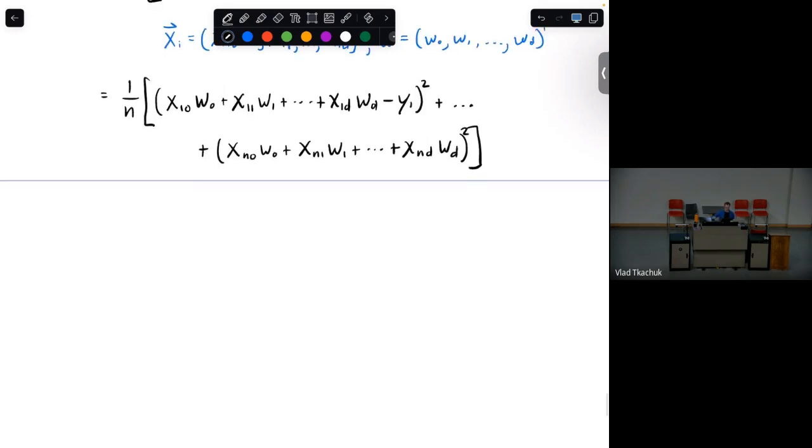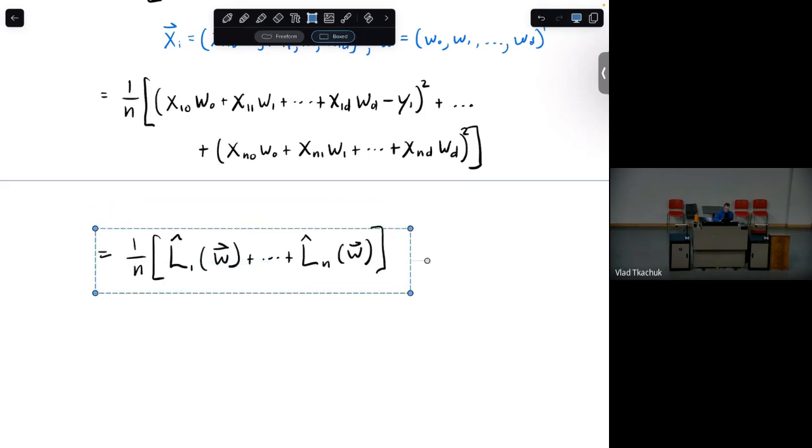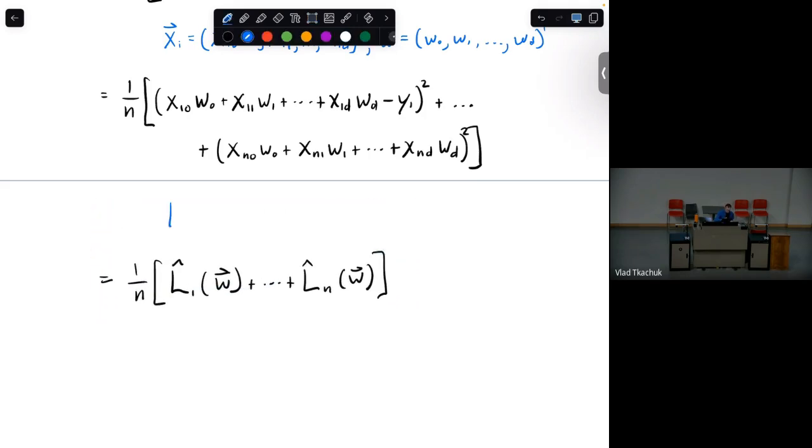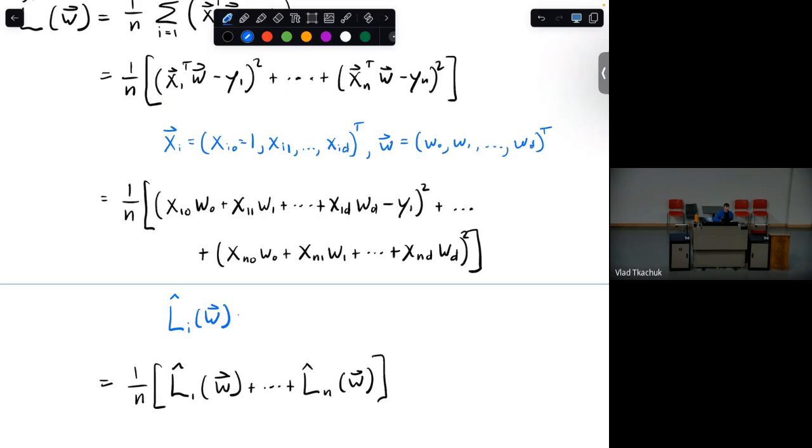Before I take this question, I'm going to write it out in one more simplified form. I'm going to take every one of these terms and give it a nice representation or label, which is going to be L1 hat. And this thing is going to be a function of w. What these objects are, and they'll make the derivative easier, is that I've defined L hat i of w as simply one of these terms. So it's equal to xi transpose w vector minus yi, squared.